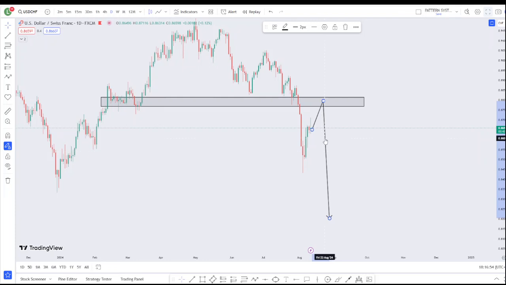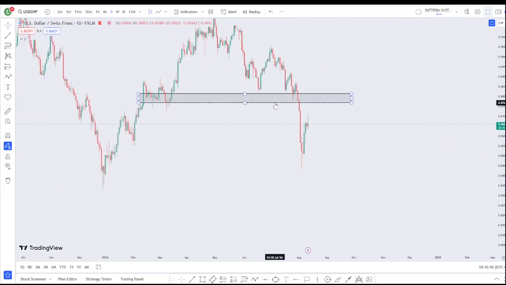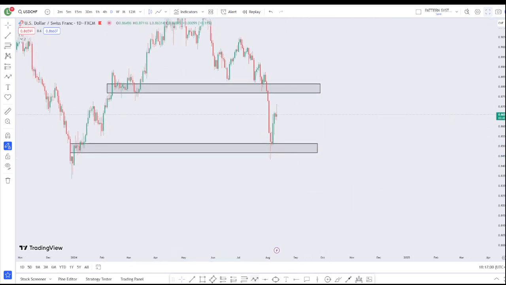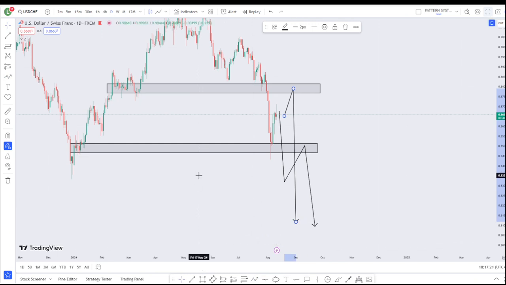sell opportunity. Or if that does not happen, I'm expecting the market to break this key level zone, to break the support level zone here, so that we can wait for a pullback and take a sell opportunity. So these are the two sentiments I'm expecting this week. These are my two POIs where I'm expecting this price action to still buy up to this resistance, then we take a sell opportunity on USD CHF.